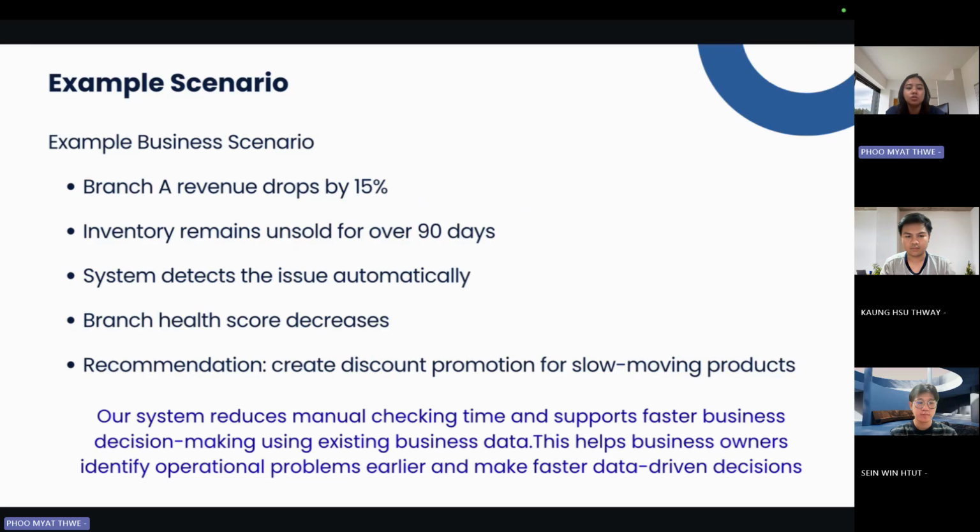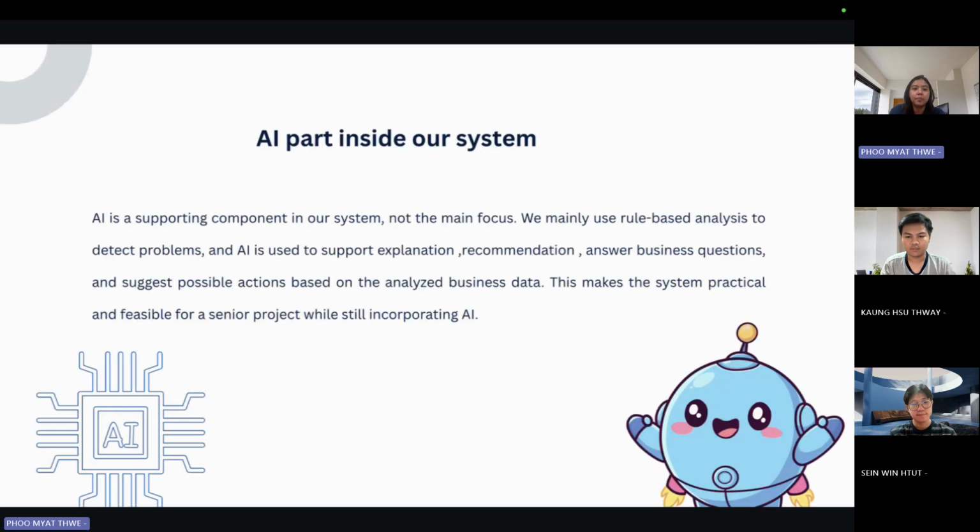The system detects these issues automatically, reduces the branch health score, and gives an alert to the owners. Our assistant also makes recommendations, like creating a discount promotion for the slow moving products, and the owner can decide very quickly and know where the problem is and how to fix it. Our assistant reduces the manual checking time and supports faster business decision making using the existing business data. It helps the business owner to identify the operational problems earlier and make faster, data-driven decisions.